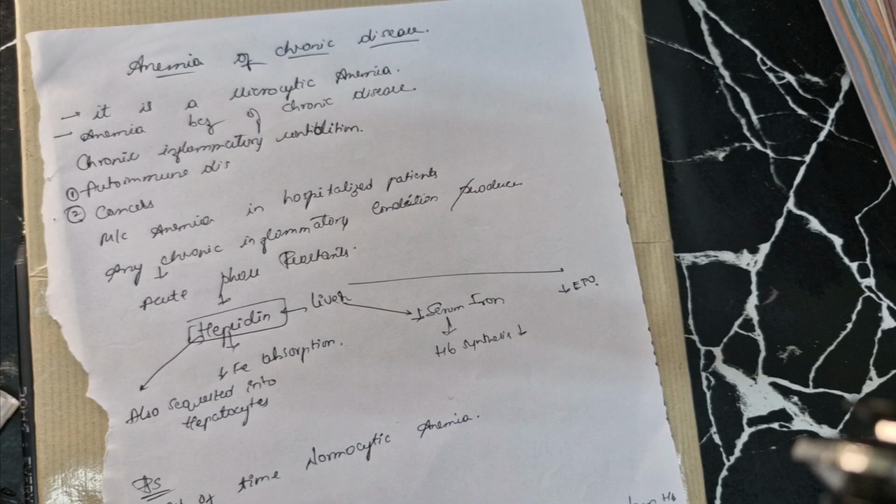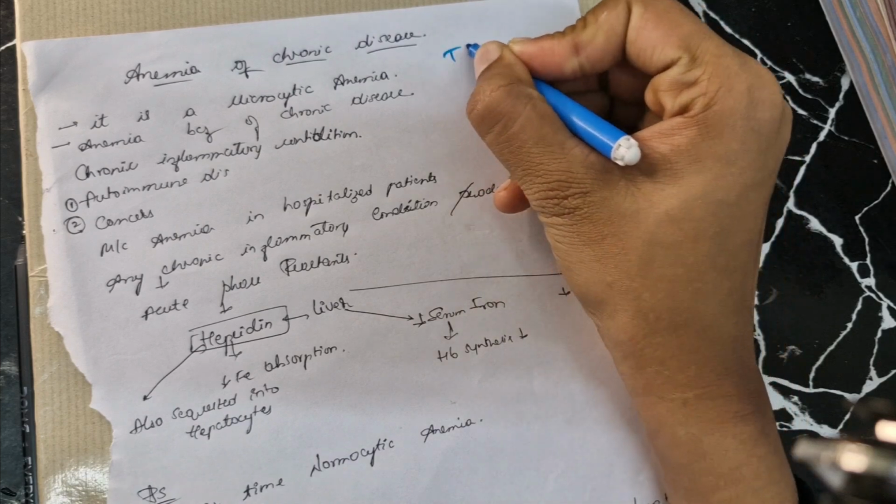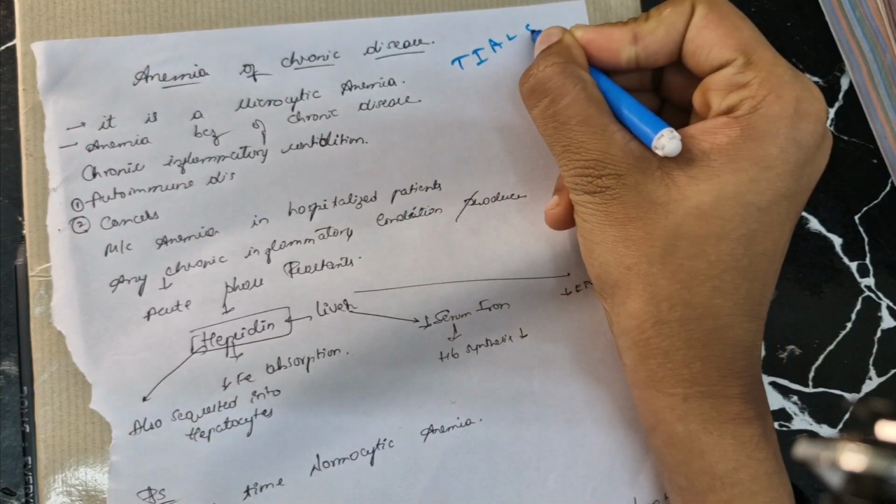As in my previous video, I have discussed sideroblastic anemia. In this video, I'll be talking about the anemia of chronic disease. All this comes under the microcytic hypochromic anemia. You can remember microcytic anemia as TAILS.